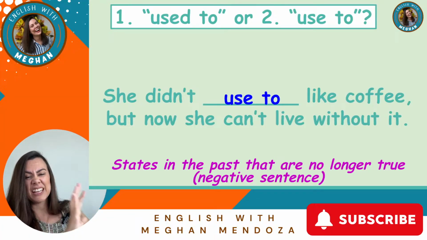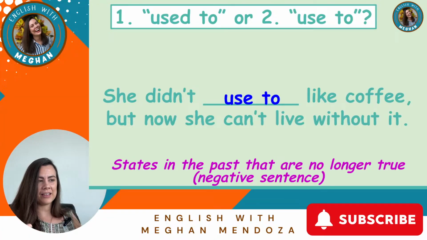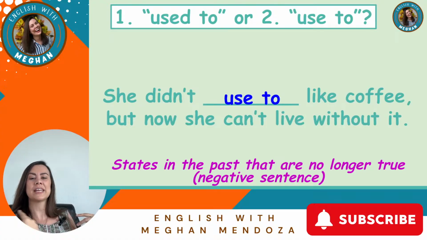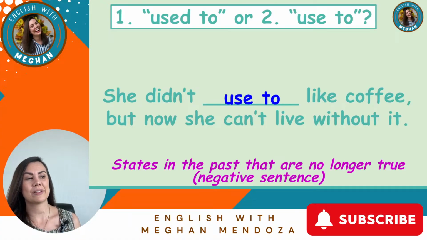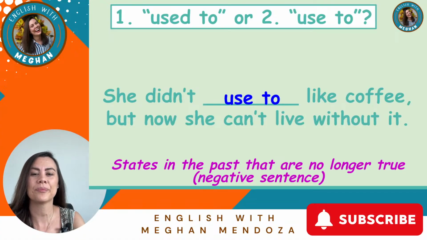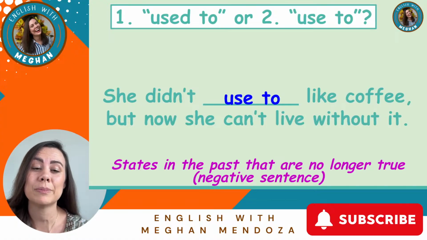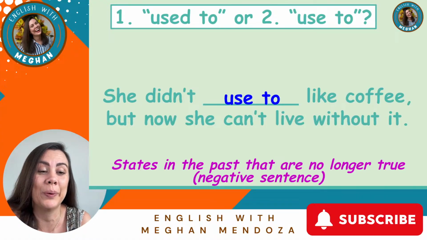So this is a state. A like is a state of being, right? So it's a state in the past. It's not true anymore, right? Maybe she still doesn't like coffee, but she needs to drink it anyways.